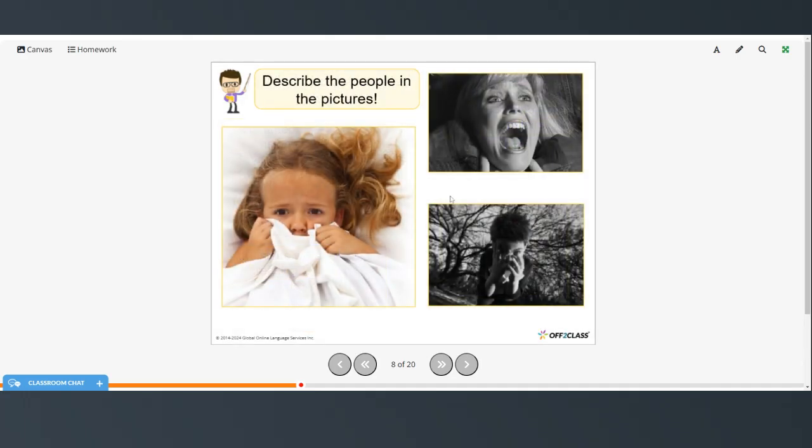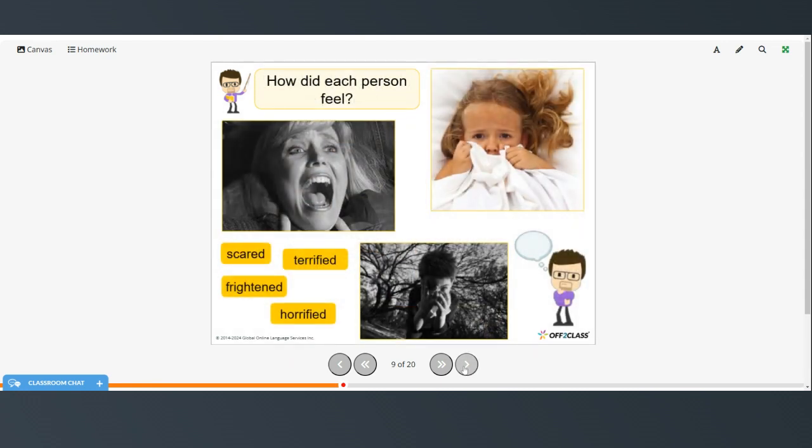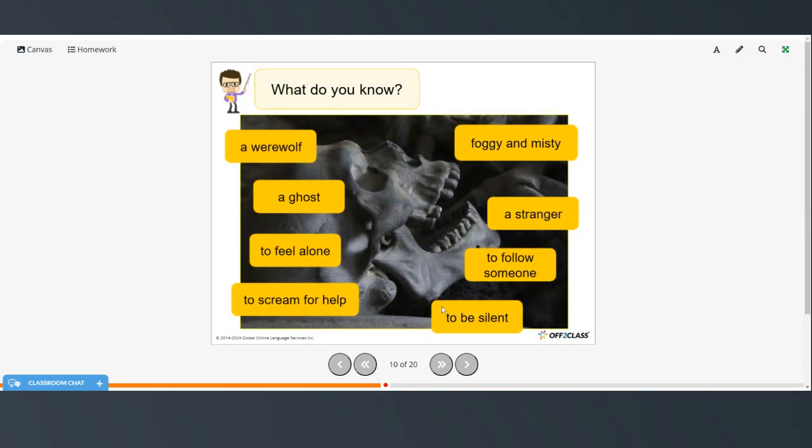Now describe each of these pictures. So these might be examples of people being scared, terrified, frightened, horrified. And look at these words and think about which ones that you know. A werewolf, a ghost, to feel alone, to scream for help, foggy and misty, a stranger, to follow someone, and to be silent.